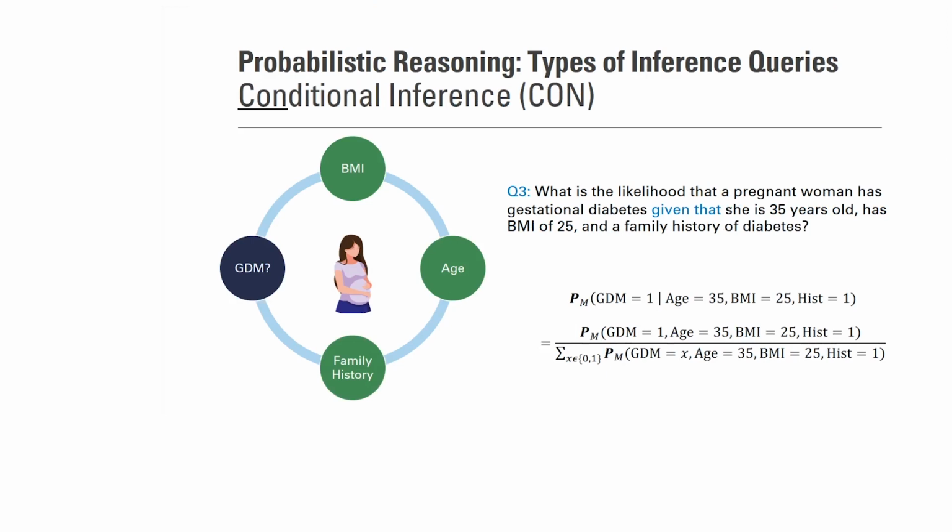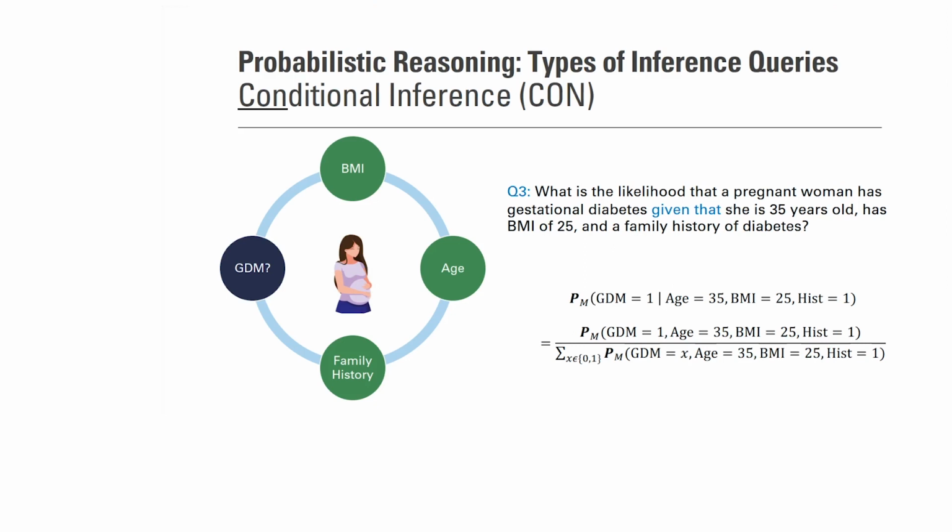Now, the third type of inference query that we are interested in is what is called conditional inference, where you know that certain things have already happened. You're modeling a system, and you know that certain things are already true. Now, how does that influence your belief over the remaining set of variables, right? That is where you ask the question, given that certain variables take a particular set of values, what is the likelihood of observing values for the other remaining variables? So, for example, what is the likelihood that a pregnant woman has gestational diabetes given that she's 35 years old, has a BMI of 25 and a family history of diabetes, right?